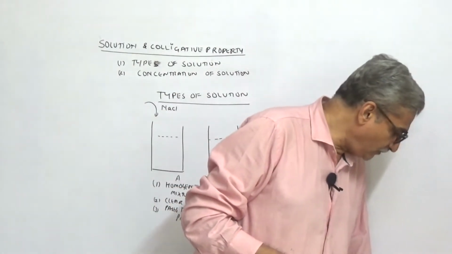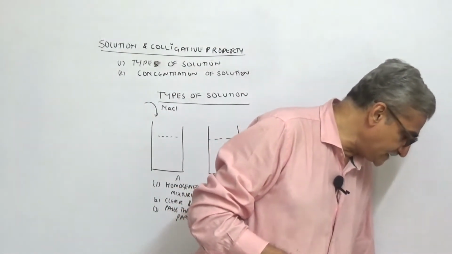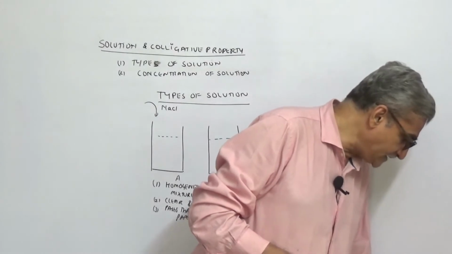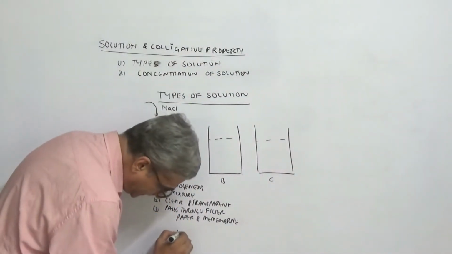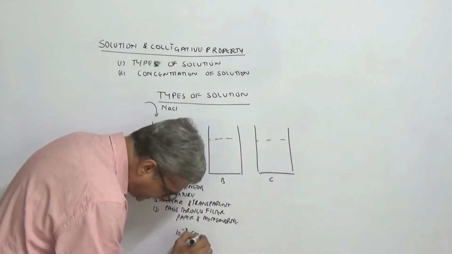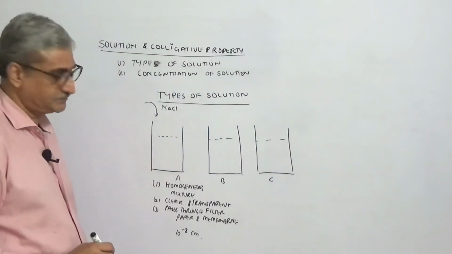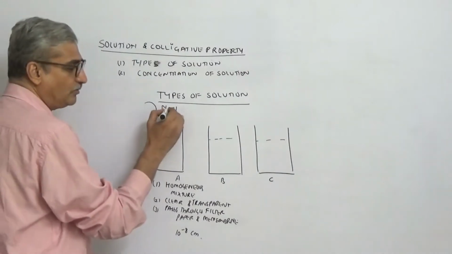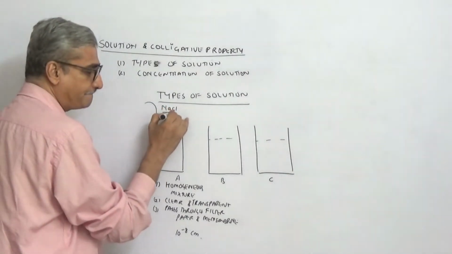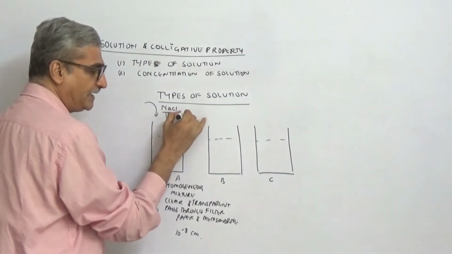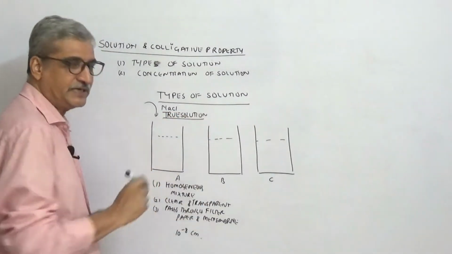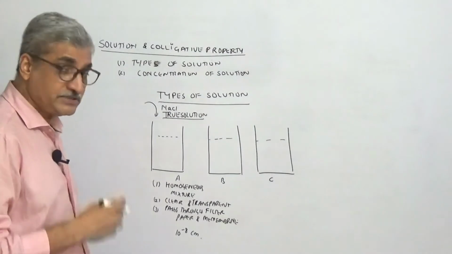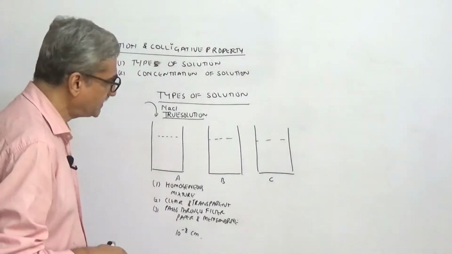So now we talk about its size. Size is about 10 raised to minus 8 of a centimeter. So this was now called a true solution. I had discussed this last year also in colloids, and I'm discussing it again, because every year this is there, so we have no choice.